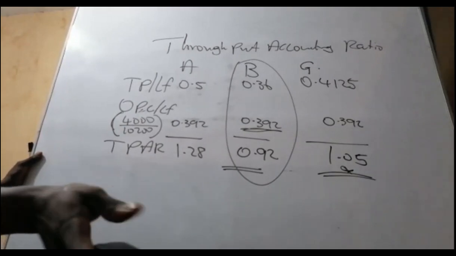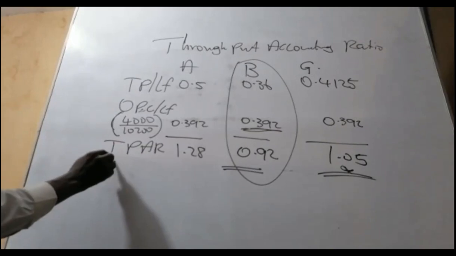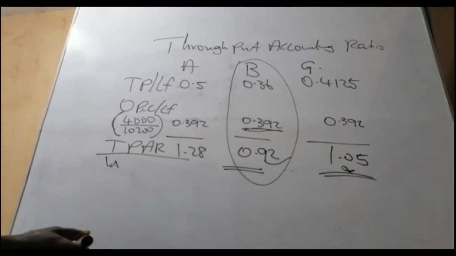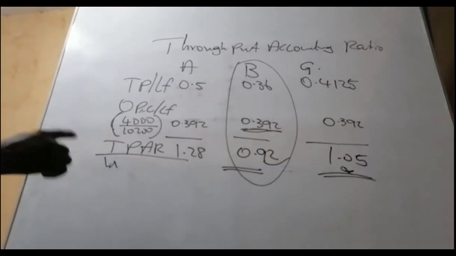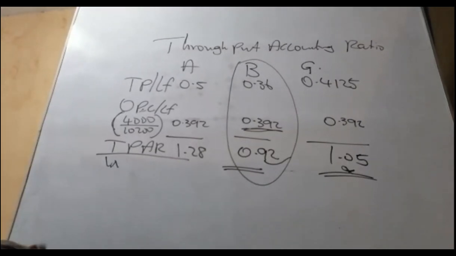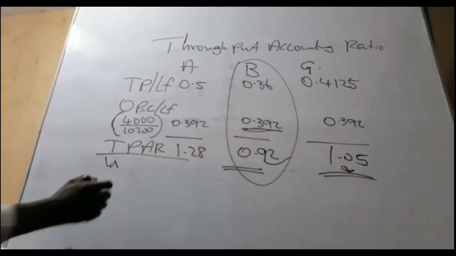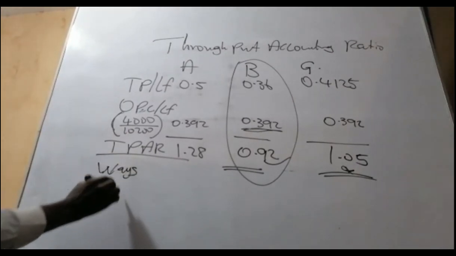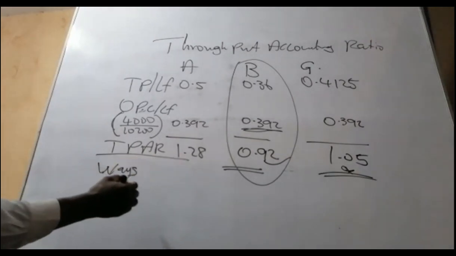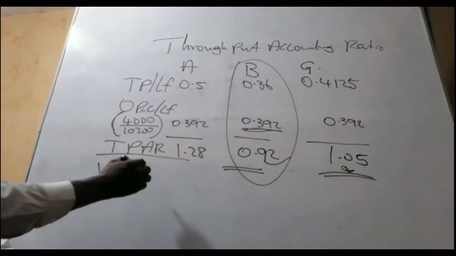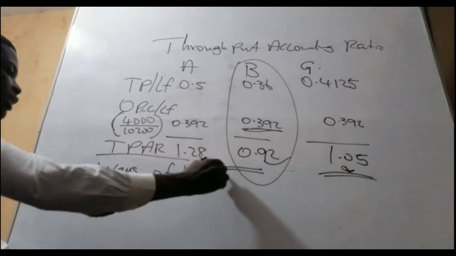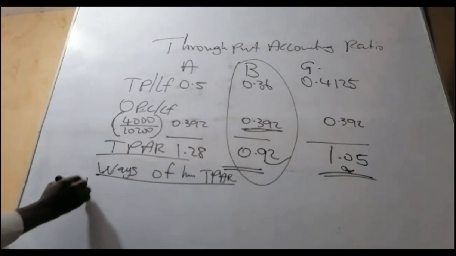So let's write it small here. We can ask you to suggest the possible ways that this company must adopt in order to increase the throughput accounting ratio of beta. So, ways of increasing throughput accounting ratio. We did it last time, but let's go over it again so that you'll be fine. Ways of increasing the throughput accounting ratio: 1. Increase the selling price.